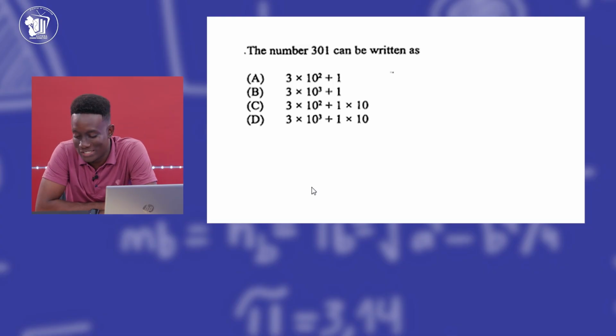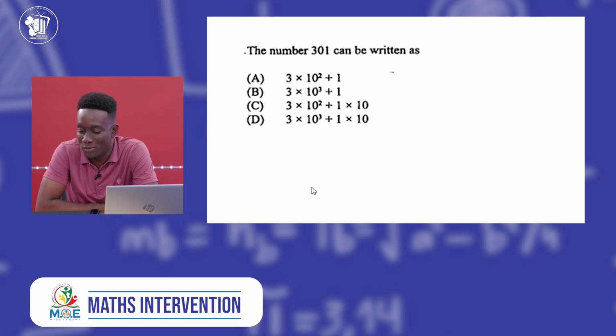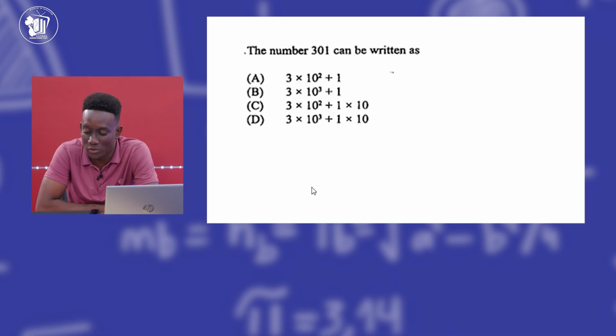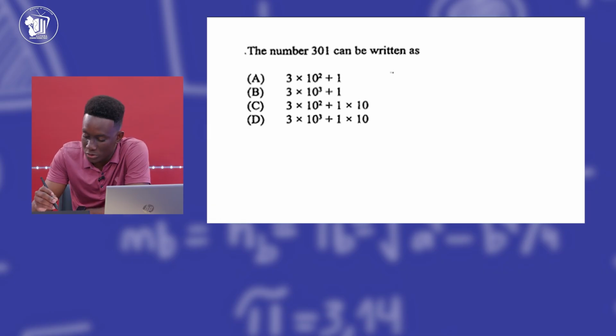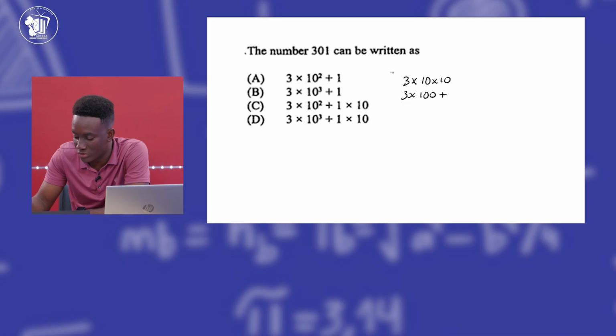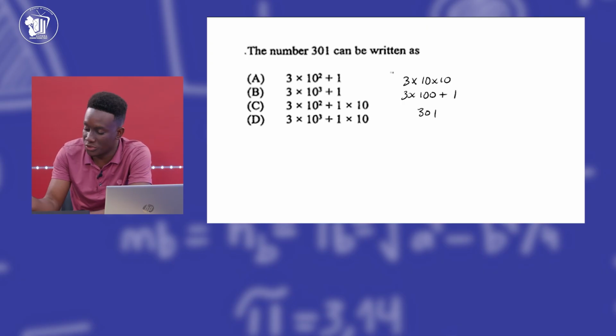So the first question says the number 301 can be written as, and we have four options there, and we have to choose which one would be the same as 301. So here's the thing with these kind of questions. We know 3 multiplied by 10 to the second power is the same as 3 multiplied by 10 times 10. So this will be 3 multiplied by 100 plus 1. 3 times 100 plus 1 would give you 301. So the answer there simply is A. 3 times 10 to the second power plus 1 would be the same as 301.